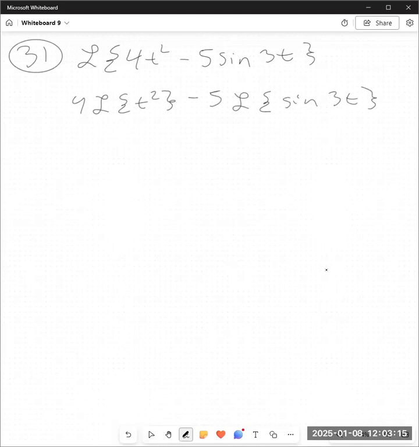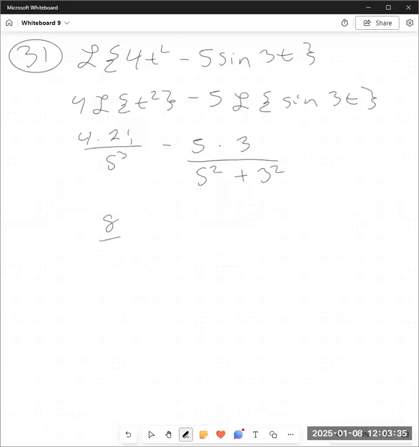And so this is going to be 4 times 2 factorial over s cubed minus 5 times, and then k value of 3 over s squared plus k squared. So that's 4 times 2 is 8 over s cubed minus 15 over s squared plus 9. And we'll leave it there.